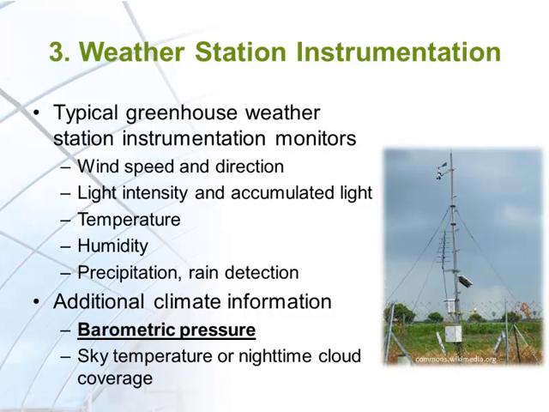Barometric pressure change is an indicator of weather change. Decreasing barometric pressure indicates storms, rain, and windy weather. Rising barometric pressure indicates fair, dry, and colder weather. Next, the sky temperature or nighttime cloud-cover information is helpful for greenhouse heating requirement calculations.